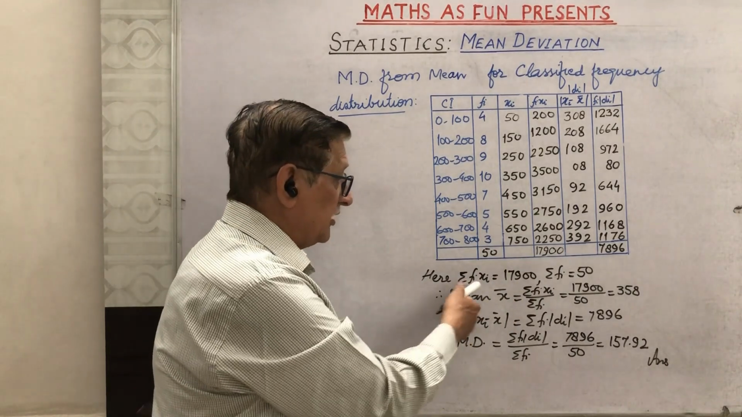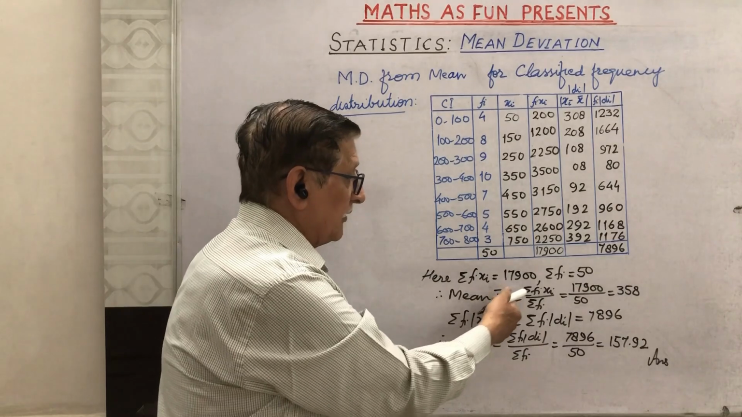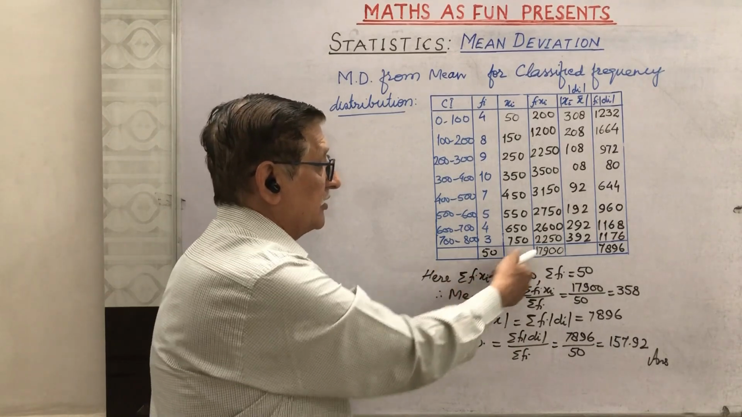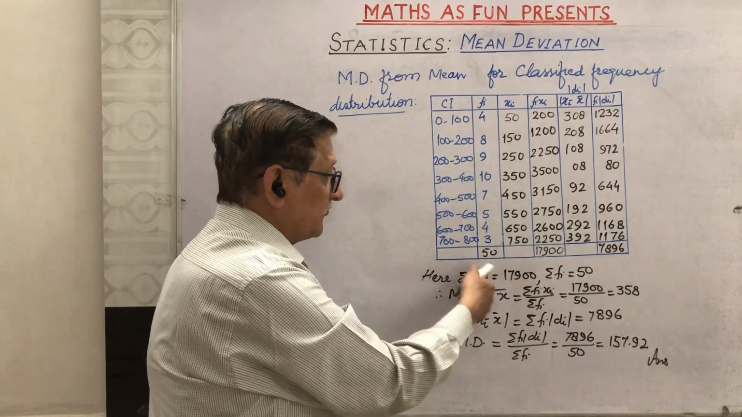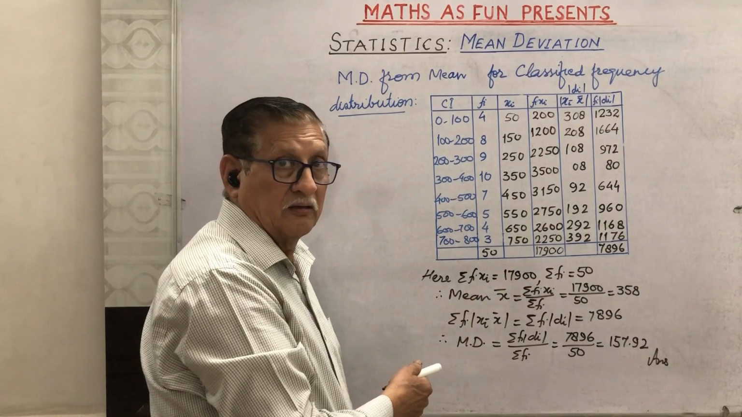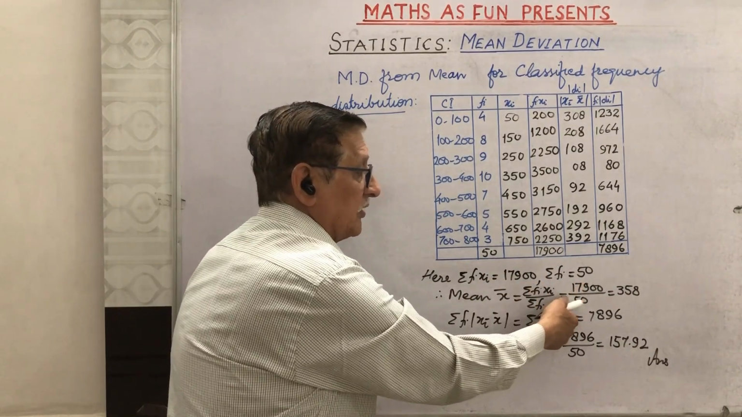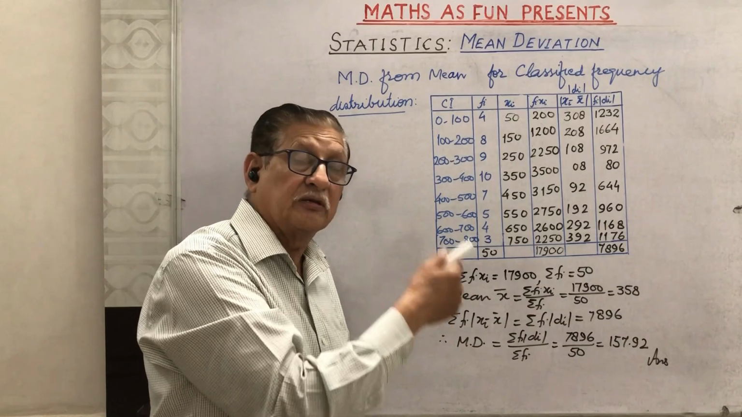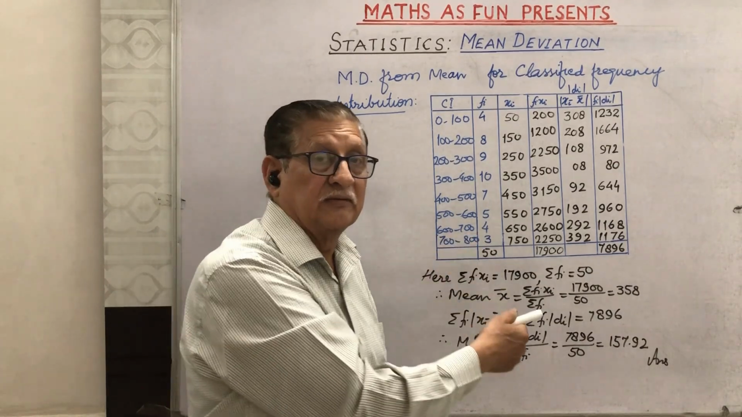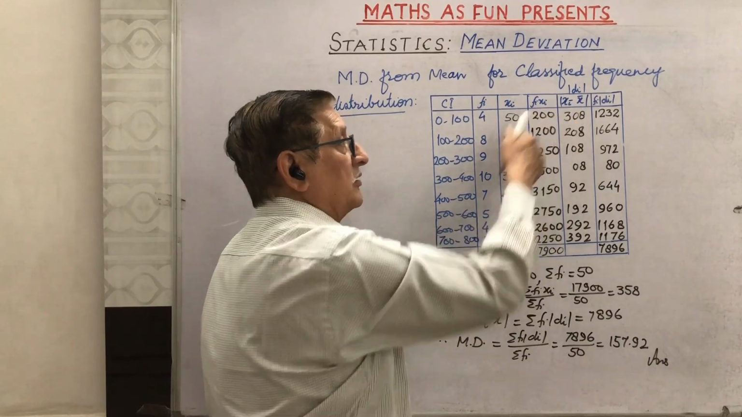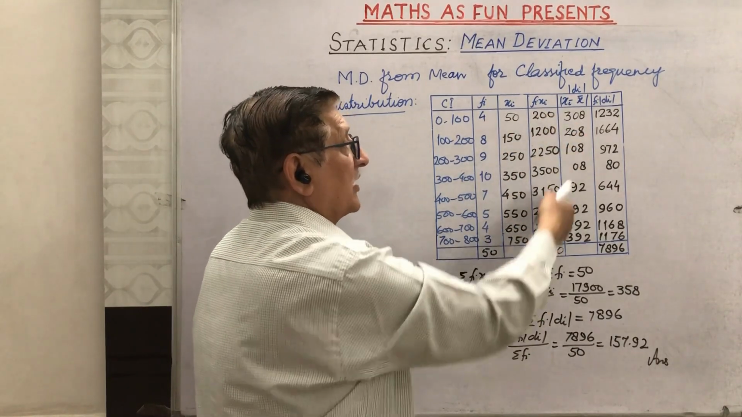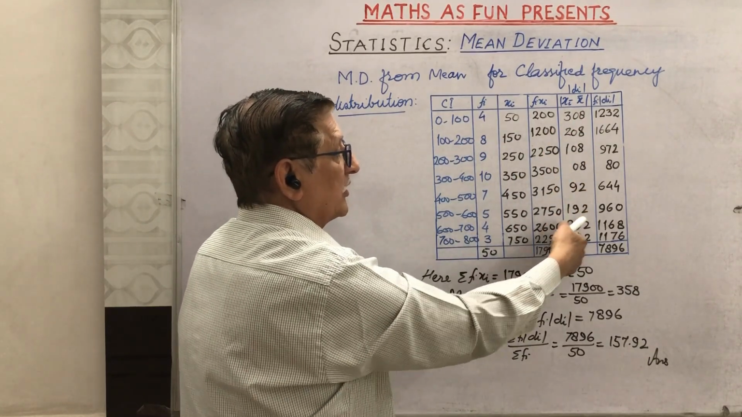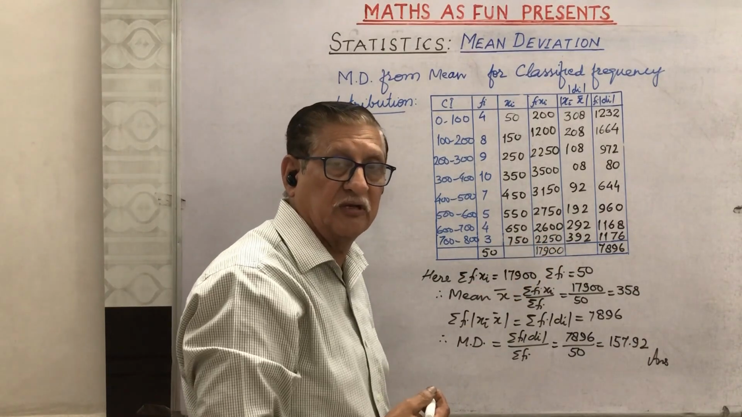Then we can find out the mean by the formula, that is x bar equal to sigma fi xi upon sigma fi. Sigma fi xi here is 17900 and sum of frequencies is 50. So this comes as 17900 divided by 50, the value comes as 358. And now after finding the mean, we are to find out the deviations from mean, that is the modulus of the deviations. And we calculated here, this comes as 308, 208, 108, 8, 92, 192, 292 and 392 respectively.